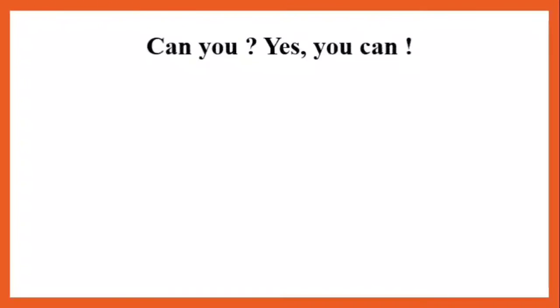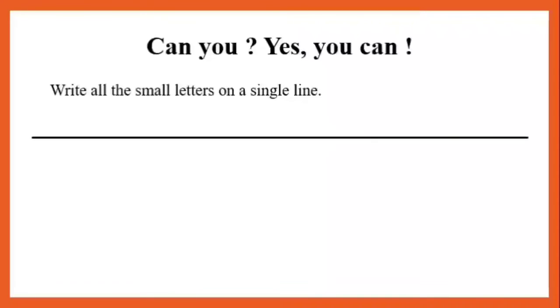Now let's see the exercise. Can you? Yes, you can. Write all the small letters on a single line. Now, what are the letters? Yes, the alphabets are also called letters, from A to Z. Now, you have to write the small version of alphabets like this.